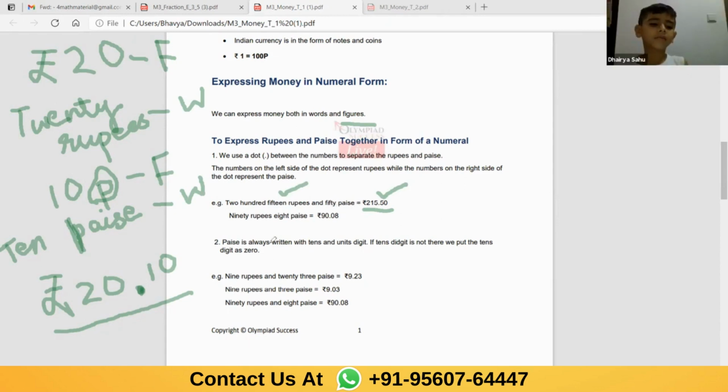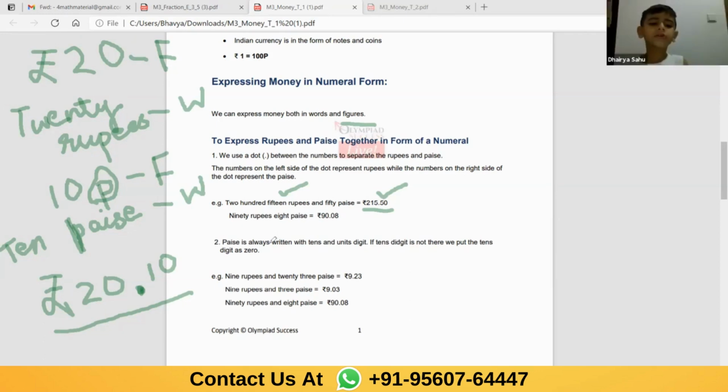Ma'am, yes. Actually I had a question: the dot we write to separate the rupees and paise, can we write it in the word form also? Yeah, both the forms are there. You can write it in both forms, no problem.